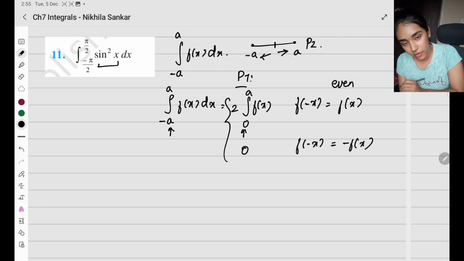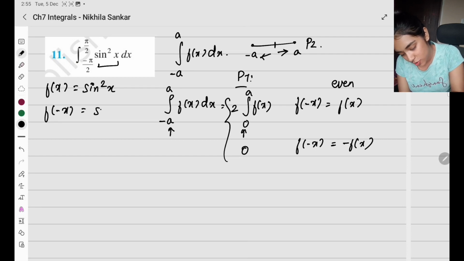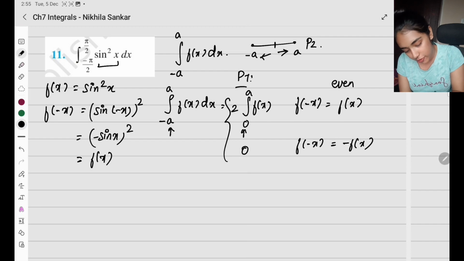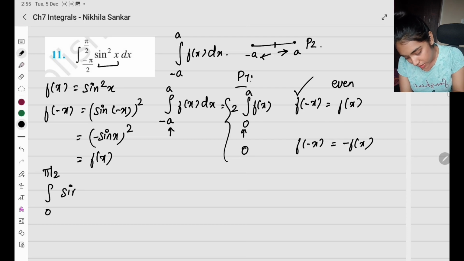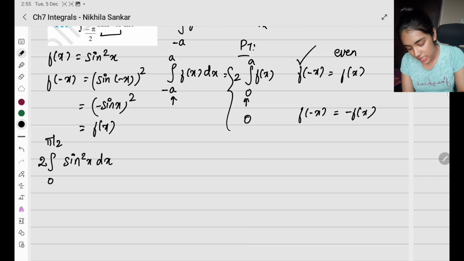In this case, what is our f of x? f of x is going to be sine square x. So f of minus x is going to give me sine of minus x the whole square. So minus sine x the whole square, which is going to be f of x. So this is an even function. So I can change the integral into such a form: 0 to pi by 2 of sine square x dx, 2 times, because this is an even function.